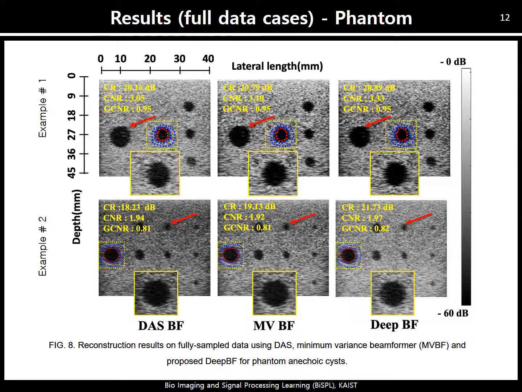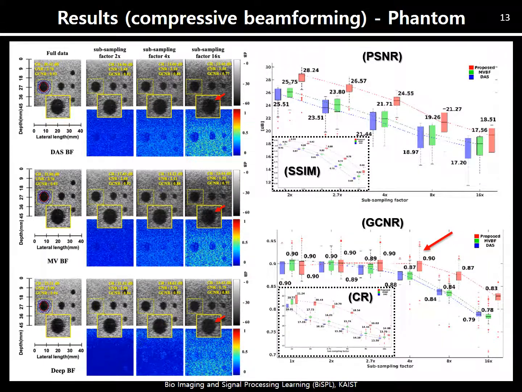We also tested the same model for the compressive beamforming case. Here, I show an example result from an echoic phantom. The reconstruction results using DES, MVBF, and DBF are compared for variable subsampling rates. In difference images, it is quite prominent that the conventional beamforming methods fail to maintain the quality at high sampling rates, whereas the proposed DBF shows graceful degradation of visual quality.